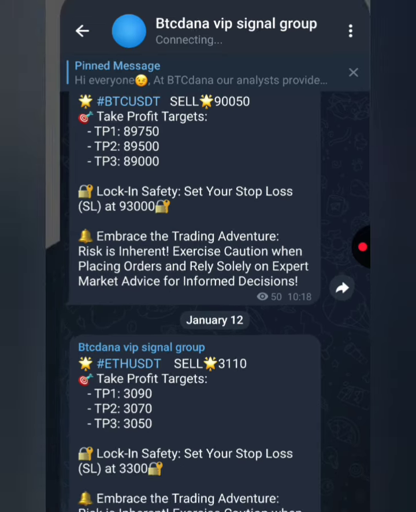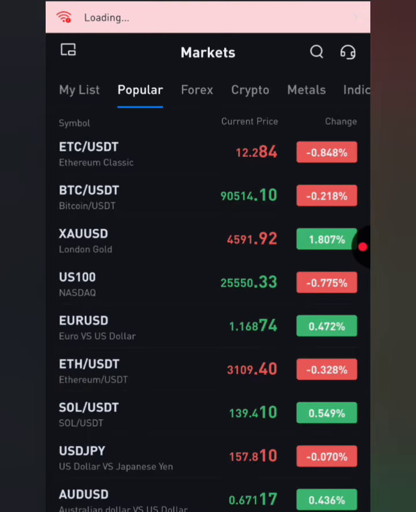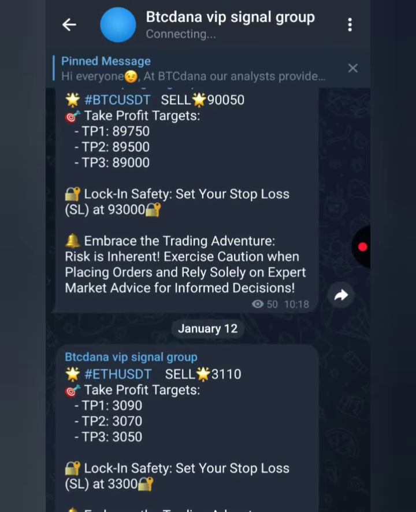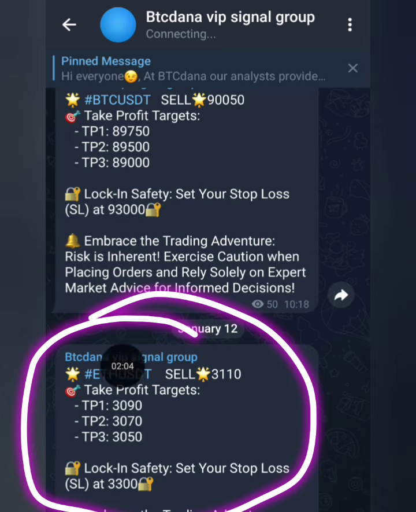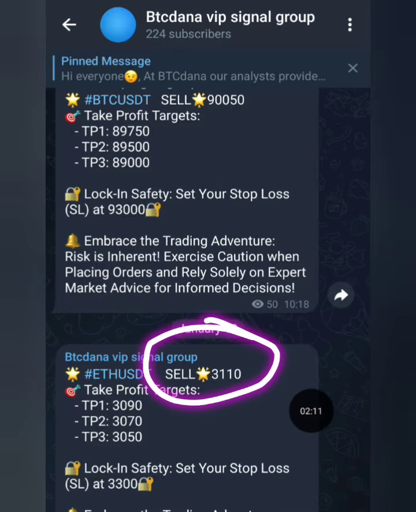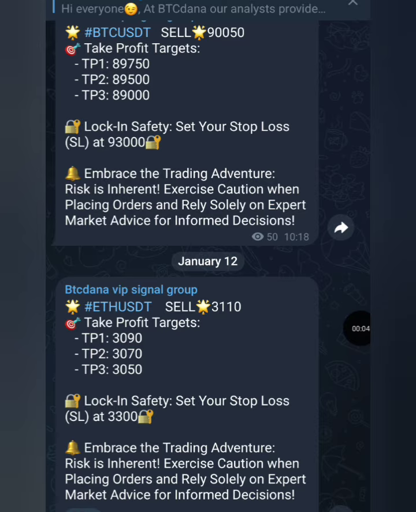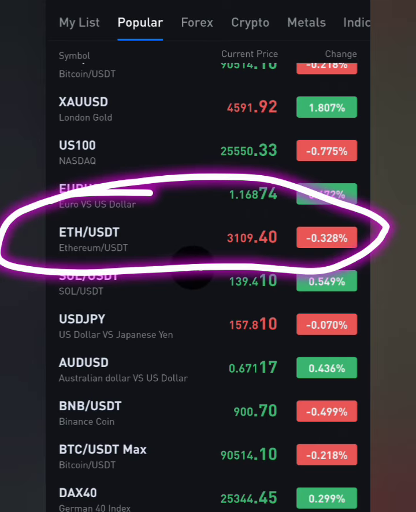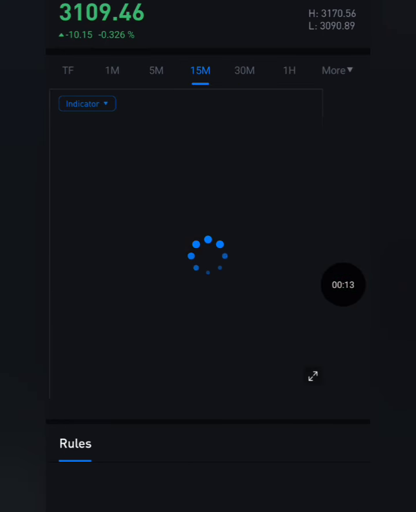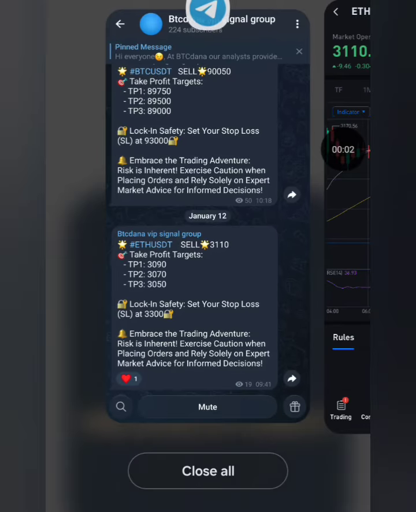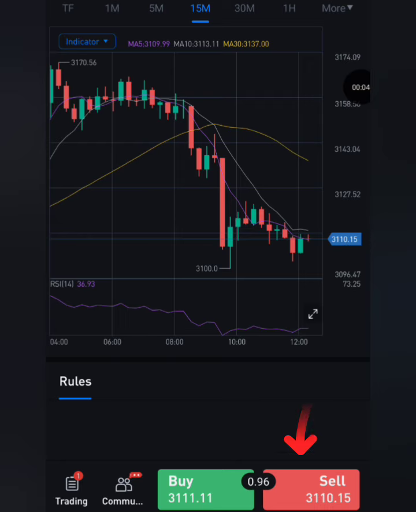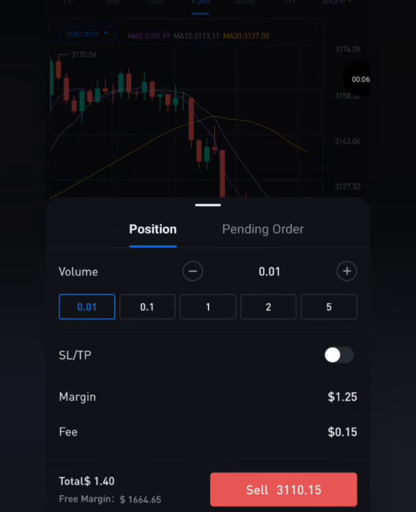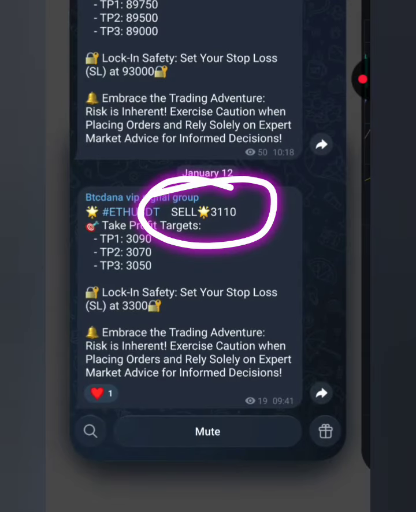Now, let's talk about how to trade on the BTC Dana with the signals. One of the recent signals that was dropped right here is on the ETH/USDT market, which is telling us to sell, okay? Now, to get on this signal, what I'm going to do is come right here to my BTC Dana, and then I'm going to look for the market, which is the ETH/USDT right here. I'll select it this way, all right? Then, since the signal says we should sell, I'm going to click on the sell button, okay? Then right here, it provided an entry price, all right?